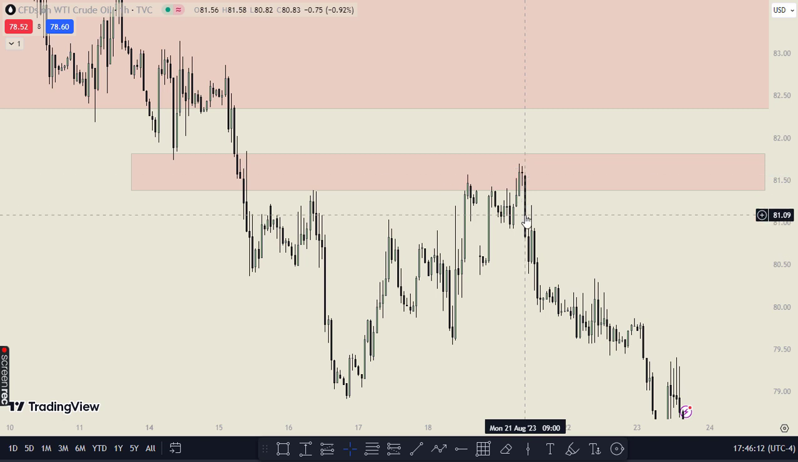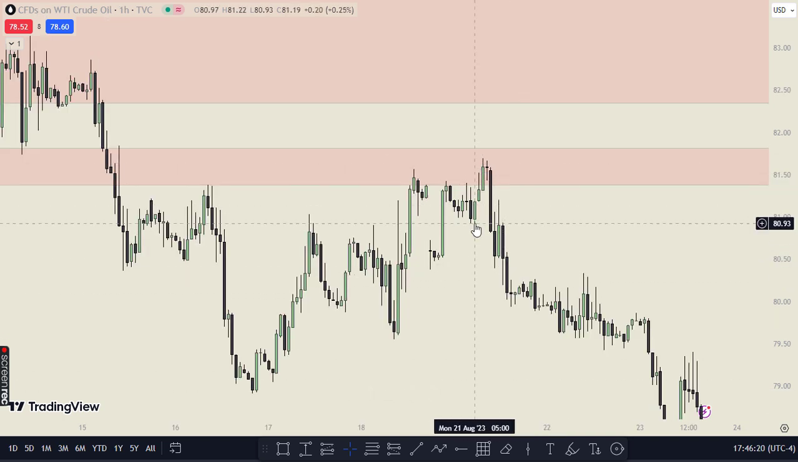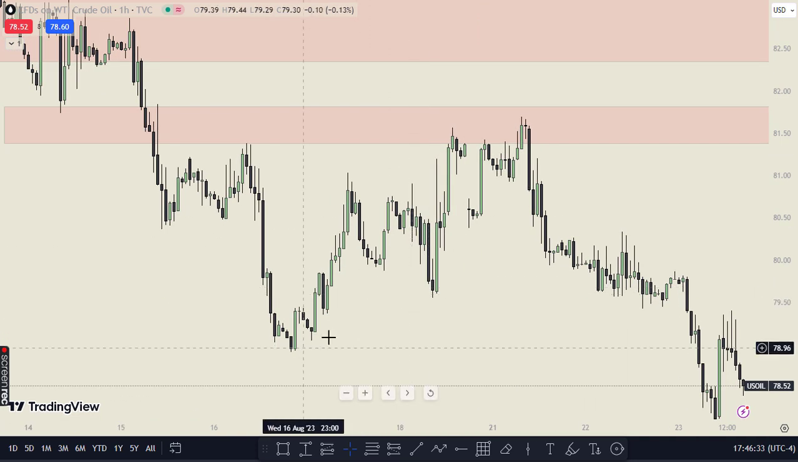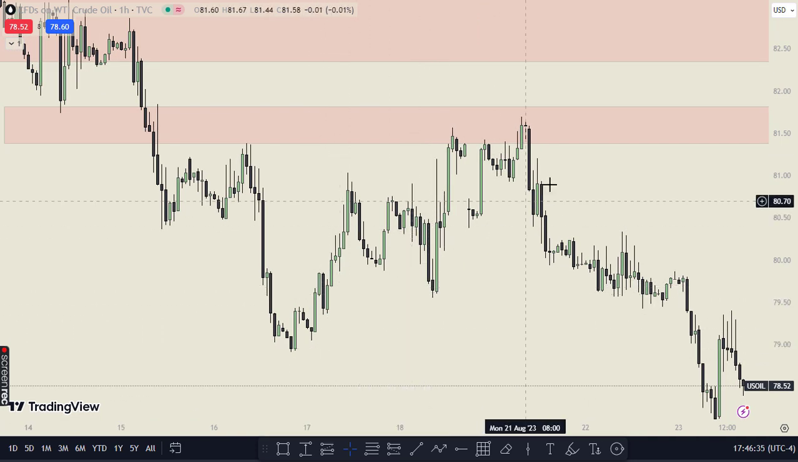And then price, what do we have here? A nice market structure shift, right? The body is closing below this swing right here. You can take another entry from here, a high probability entry for intraday. So your stop loss is here. And you may want to target this low resistance liquidity. This is for intraday trading.